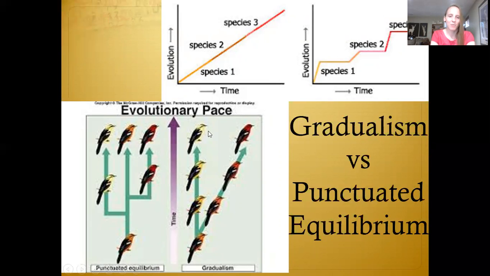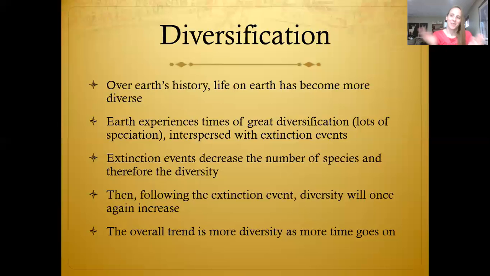And again, this is kind of what it would look like in terms of a phylogenetic tree. With gradualism, you would just see this slow change over time into two different species. With punctuated equilibrium, it would happen much more abruptly. Okay, so that's it for the two different theories of evolution.